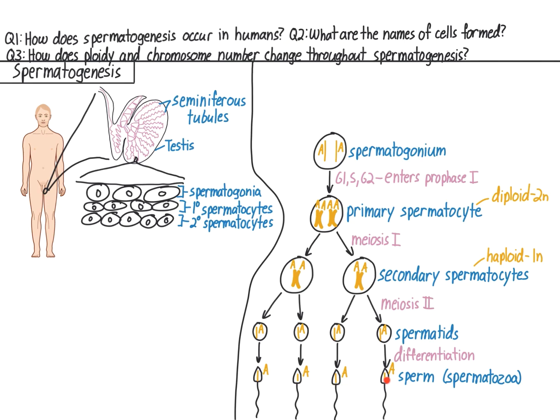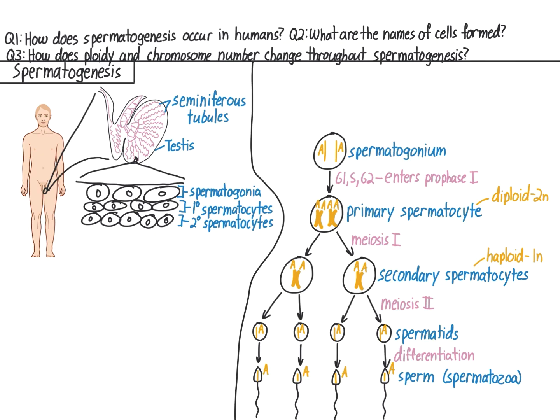It's these 4 sperm with one copy of each chromosome and one copy of each gene that are the products of one spermatogonium going through meiosis. The entire process, from spermatogonium to fully mature sperm, takes about 50 days. It starts at puberty and continues throughout the male's life, producing millions of sperm every single day.